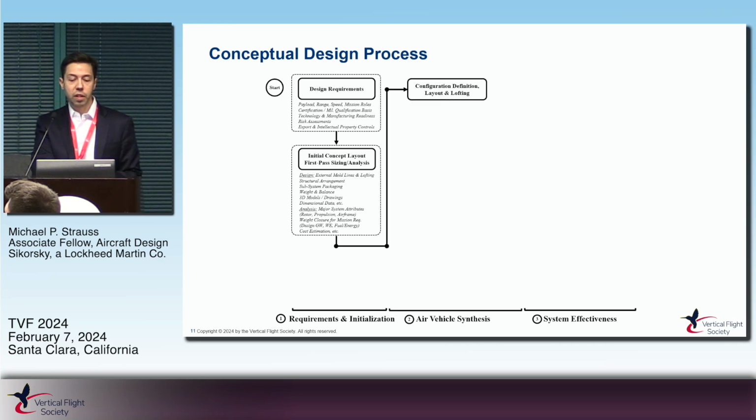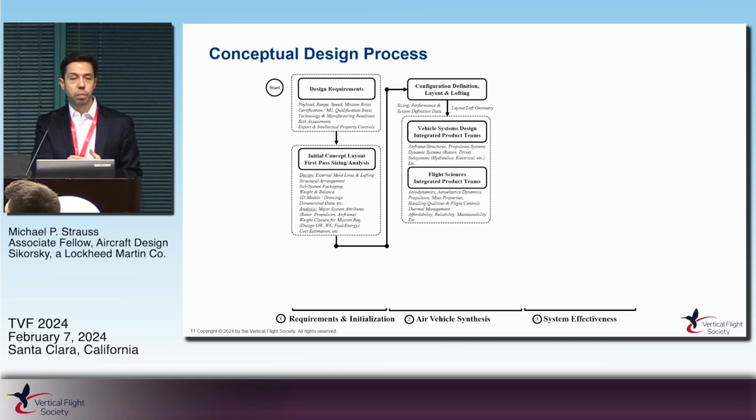And then you feed that over to the configuration, definition, layout, lofting group. They come up with size, weight, and powers, layouts and lofts, areas and dimensions, and that goes into the two major integrated product teams of flight sciences and vehicle systems. So the vehicle systems group, you know, is airframe, structure, propulsion, rotors and drive. The parts of the aircraft. Flight sciences are the attributes of the aircraft: aerodynamics, aeroelastics, propulsion, mass properties, etc., all of the abilities.